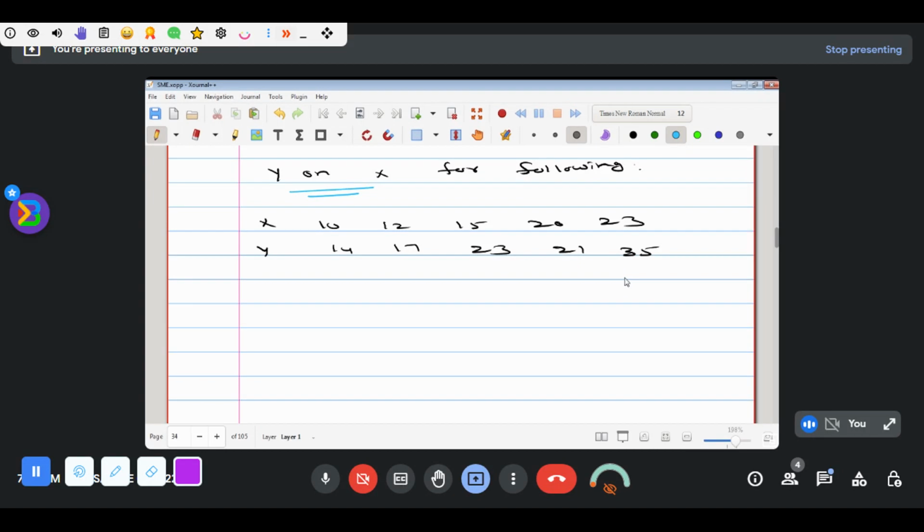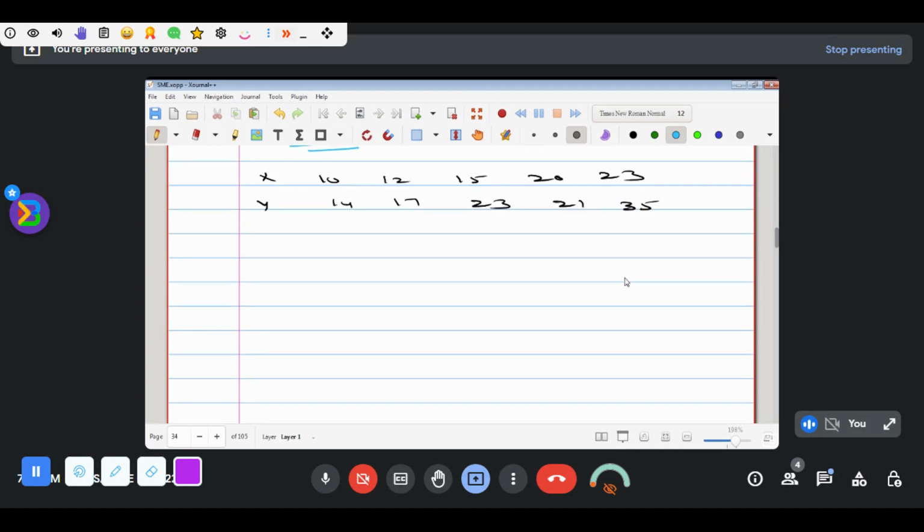So first write all the formulas, then I move to the table. The table is very important, where you put the columns. That's very important. So first you write the formula, then only the idea is clear. So what is here? The y on x formula.